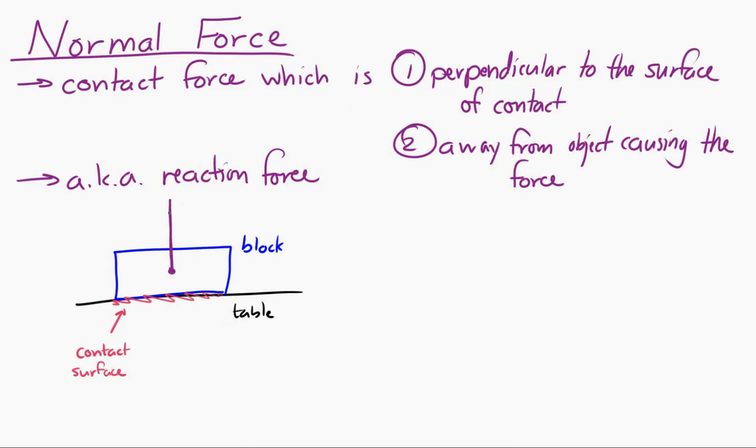So the normal force has to be away from the table. That means that the normal force on the block is upward. All right, let's look at a different situation.